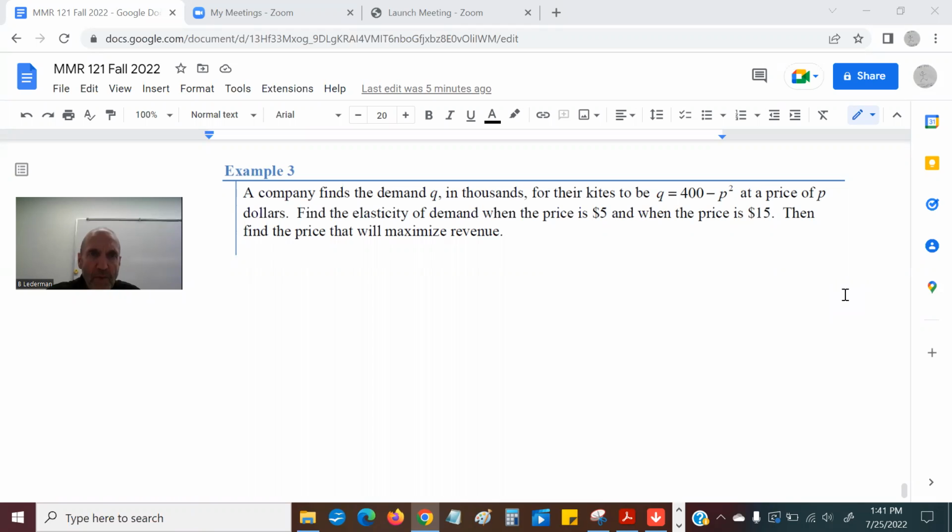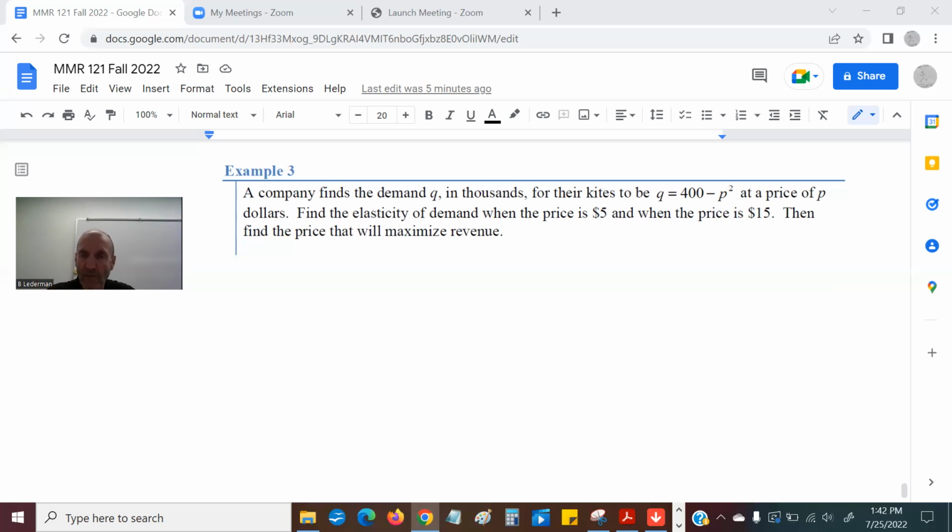Example 3. A company finds the demand Q in thousands for their kites to be Q equals 400 minus P squared at a price of P dollars. Find the elasticity of demand when the price is $5. That's one question, and the next question is find it when the price is $15. So that's two separate things. And then find the price that will maximize the revenue. You want to maximize revenue, so you want a whole bunch of stuff here.